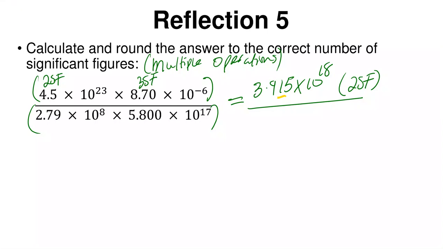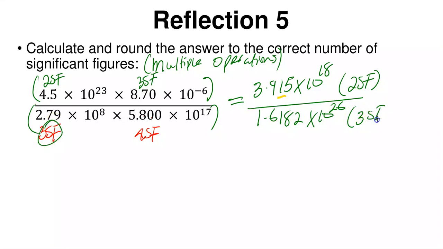Now I do the lower one. Here it will be 3 significant figures, and this will be 1, 2, 3, 4 significant figures. So my answer for this part should be in 3 sig figs. When I multiply it, my calculator gives 1.6182 times 10 to the 26. Again, my answer here should be in 3 sig figs, so I'm going to do another checkmark at the third digit here.